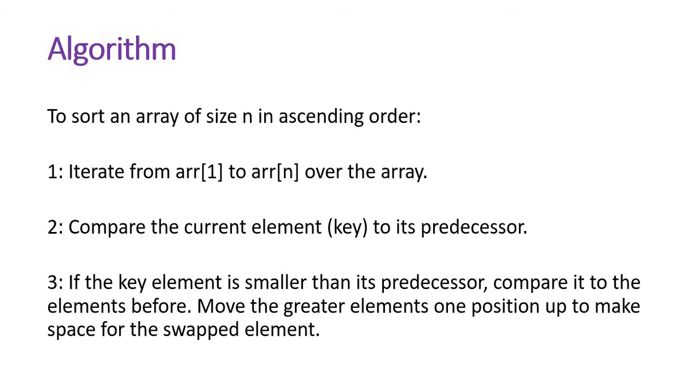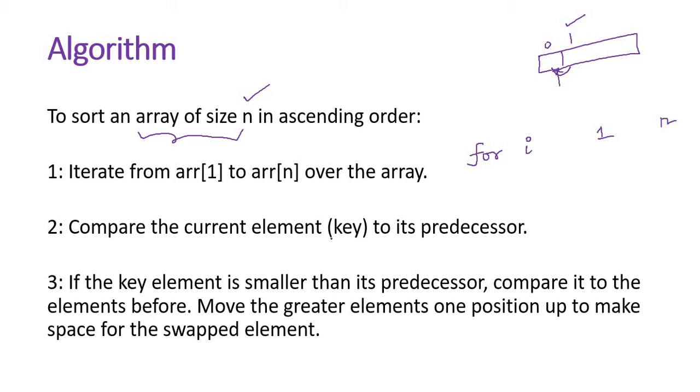So these are the steps to execute this particular insertion sort. We are going to take an array of size n. We need to iterate from the first element, array index 1, to array index n. So we are going to use a for loop which runs from array index 1 to array index n. I'm not going to consider the 0th index in an array. I'm going to take from the first index.